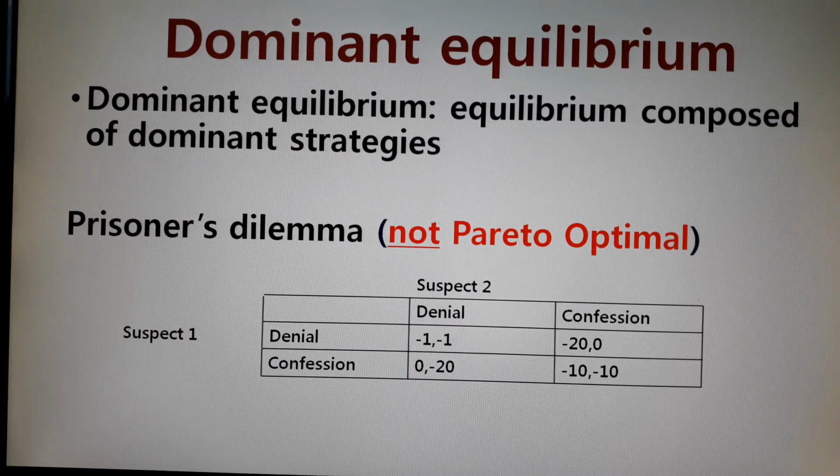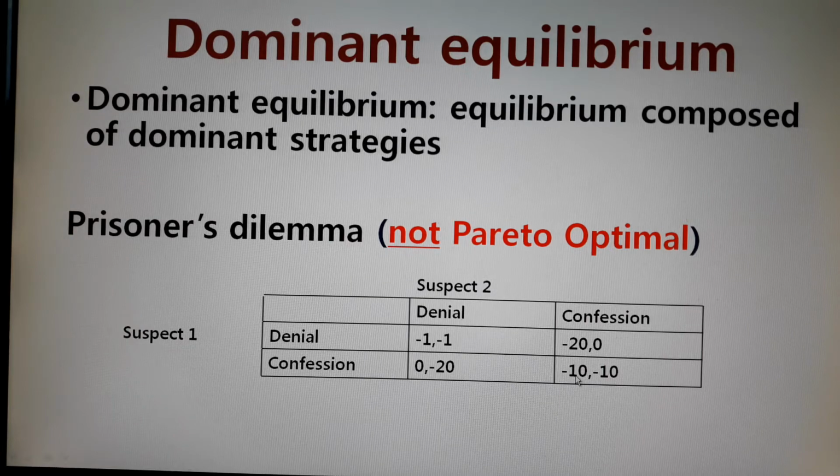Pareto optimal means that if both people can increase their payoff, if that is possible, we can never say the current state is an optimal state. Pareto was, I think, an Italian economist, like 100 years ago or so. He invented this concept. For example, -10, -10 cannot be Pareto optimal.